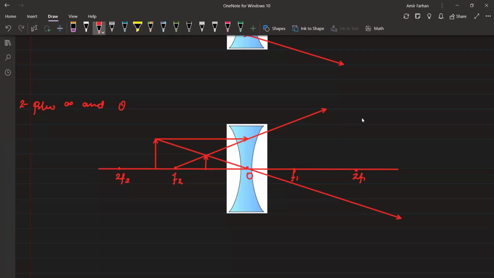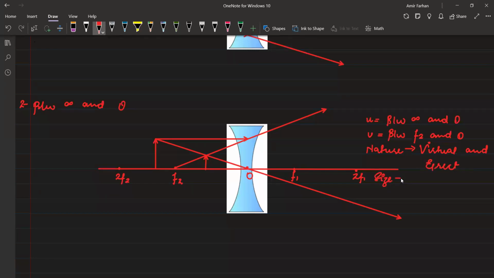Clear, Mariam and Alvina? So U is basically anywhere between infinity and O. V is basically between F2 and O. And the nature would be virtual and erect. And the size would be diminished.